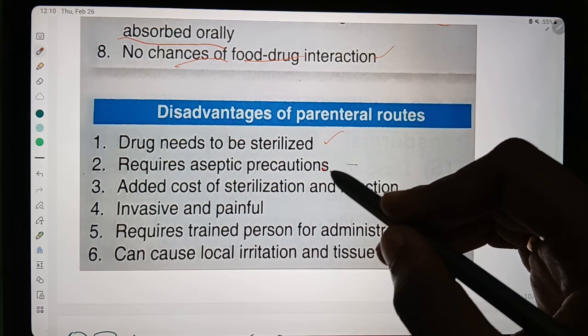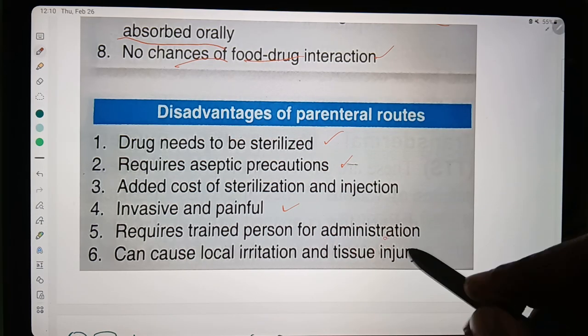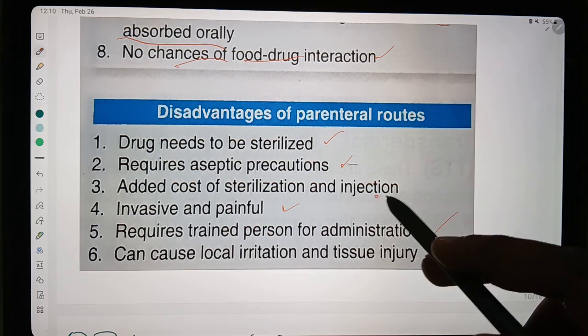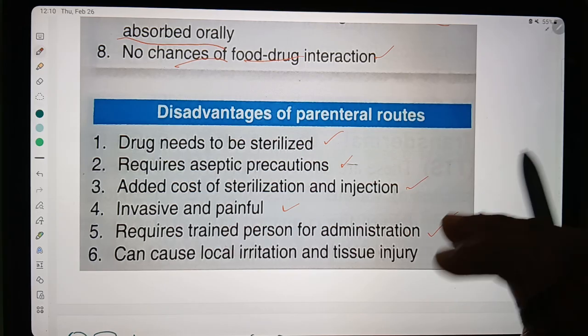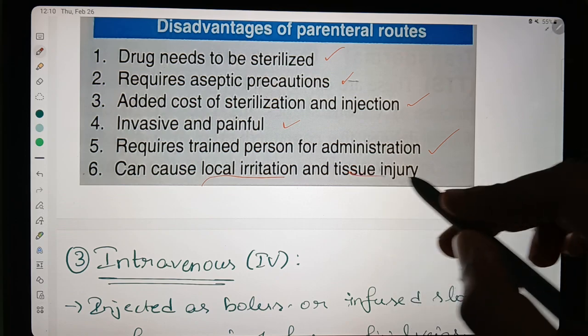There are some disadvantages of parenteral routes. The drugs need to be sterilized, aseptic precautions are required, it is invasive and painful, and a trained person should be there for the administration, with added cost of sterilization and injection. These can also cause local irritation and tissue injury.